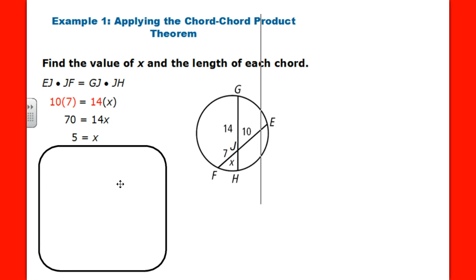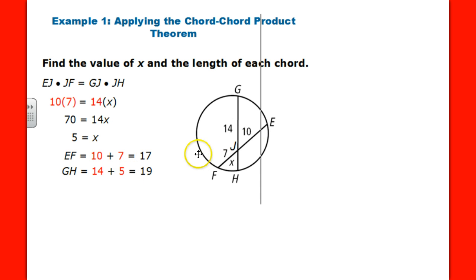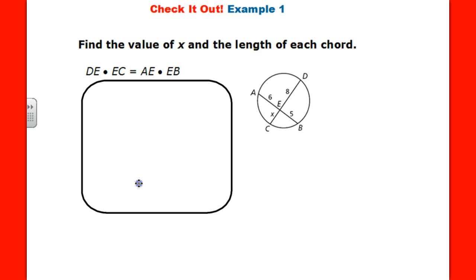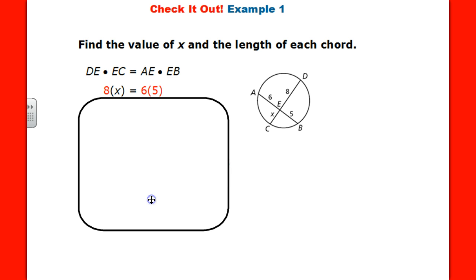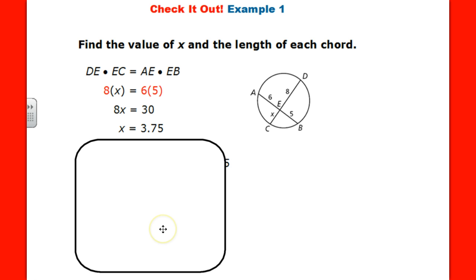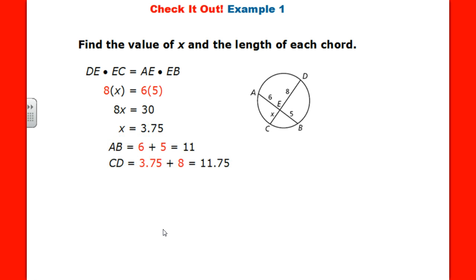So don't forget to find the length of each chord, right? So 14 plus 5 is 19, and 10 plus 7 was a given, right? It's 17. Go ahead and pause, come back when you're ready. And you should have set up your 2 chord segments, factors, right? So DE times EC equals AE times EB, and substitute, and solve. And so we have x equals 3.75. Don't forget to find the length of the chords, which are 11 and 11.75.